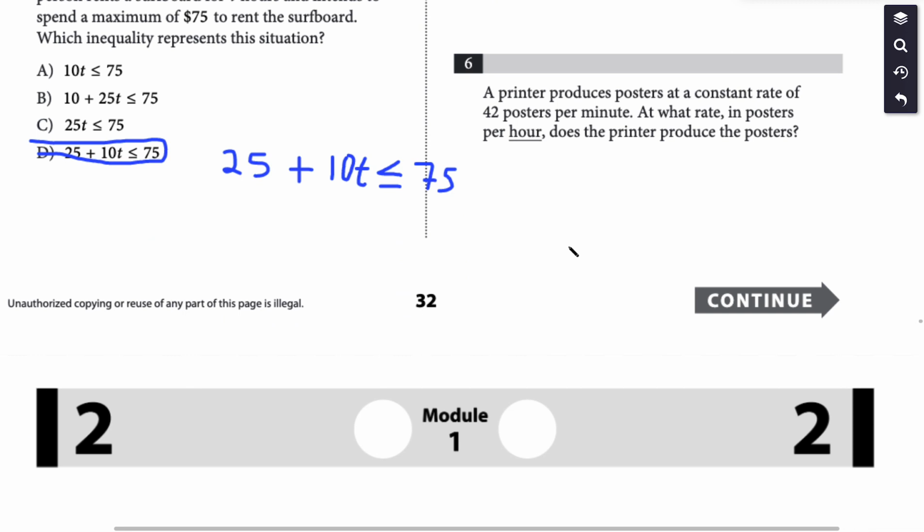And number 6 says a printer produces posters at a constant rate of 42. So let me begin writing stuff down. 42 posters per minute, right? So I'll write that one down here.